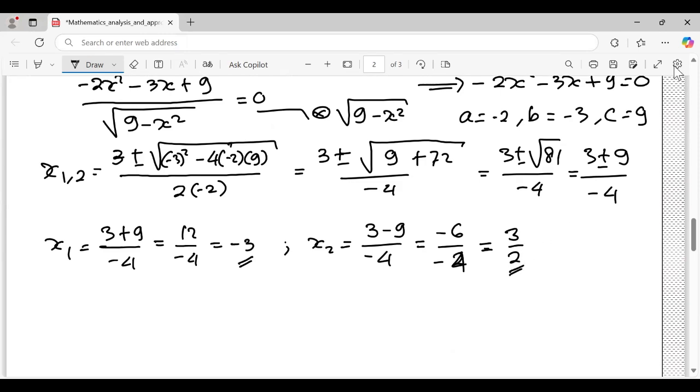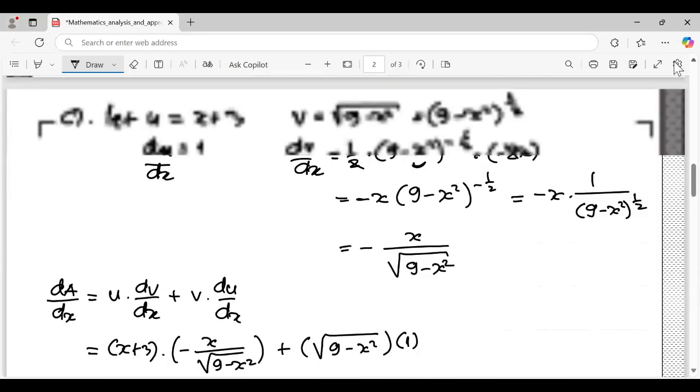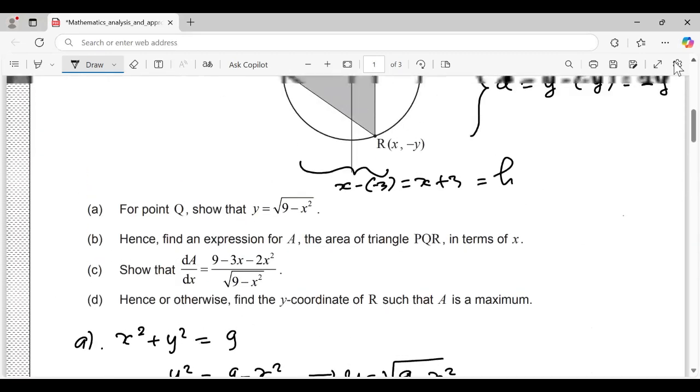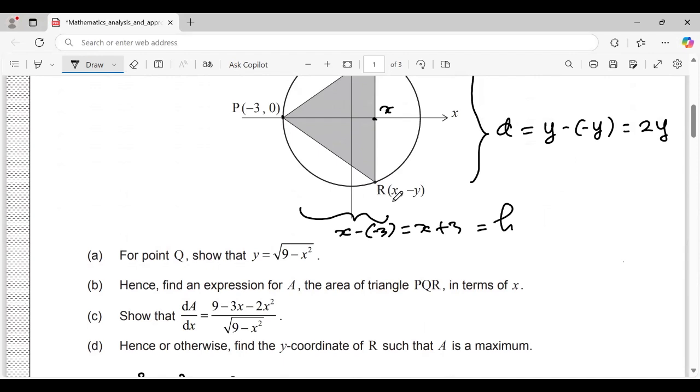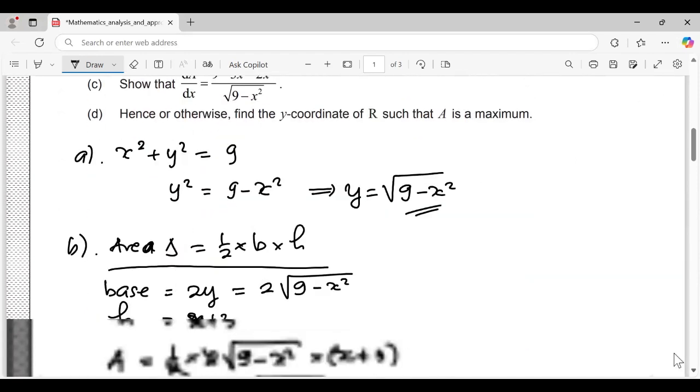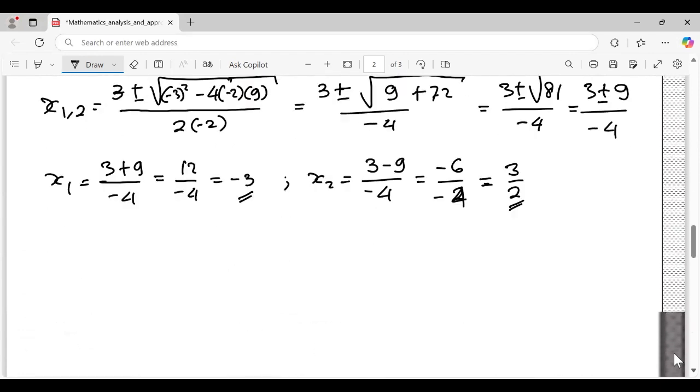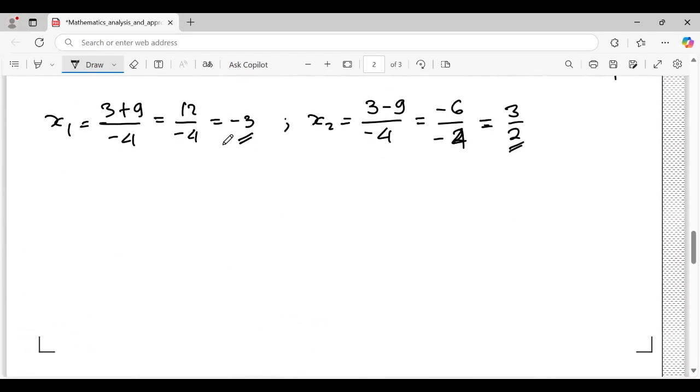Let's look. The x value here, x is positive, not minus. So we have to take the positive result, 3 halves. Do not take this minus one because x is positive. We need to take the positive result, 3 halves. So x equals 3 half.